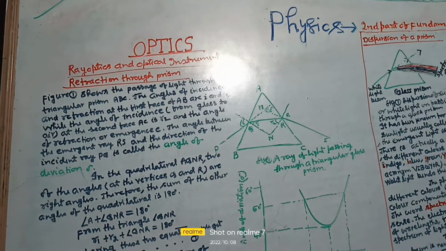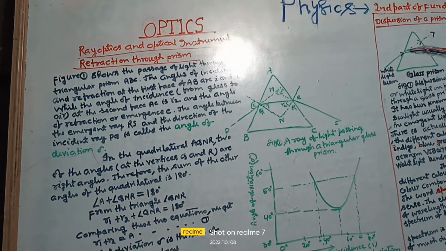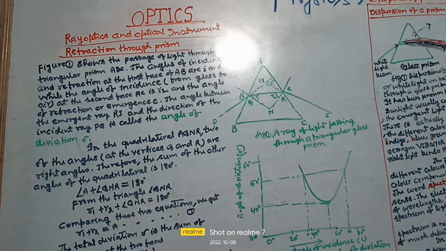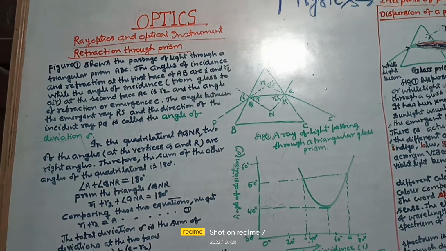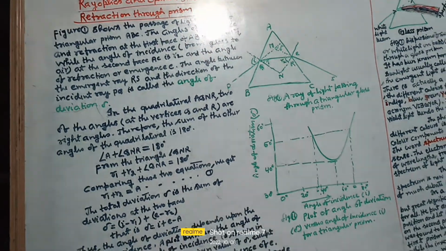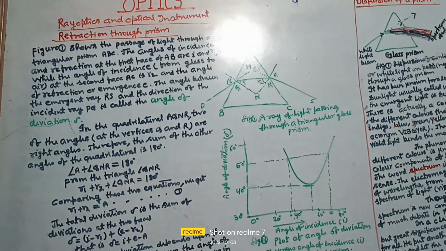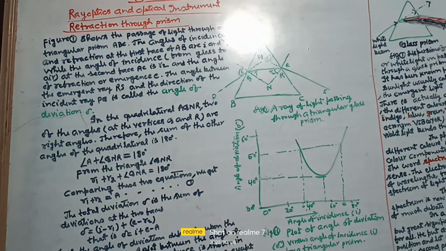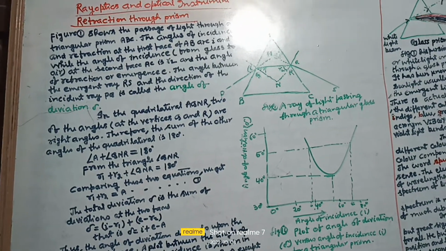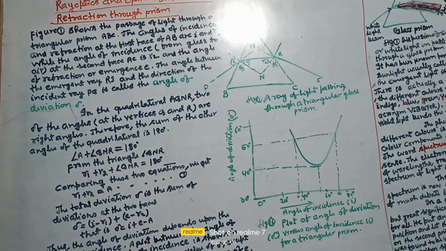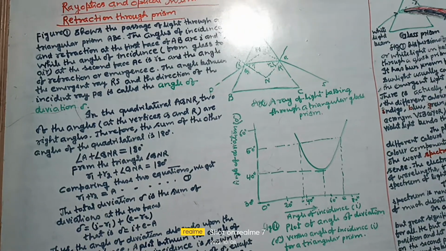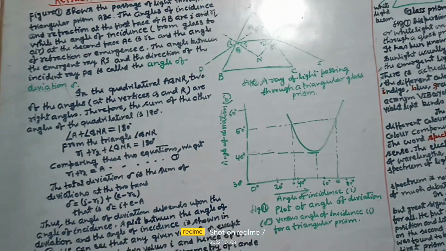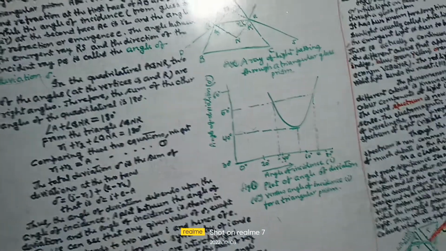The angles of incidence and refraction at the first face AB are i and r1, while the angle of incidence from glass to air at the second face AC is r2, and the angle of refraction or emergence is e. The angle between the emergent ray RS and the direction of the incident ray PQ is called the angle of deviation delta, as shown in the figure.